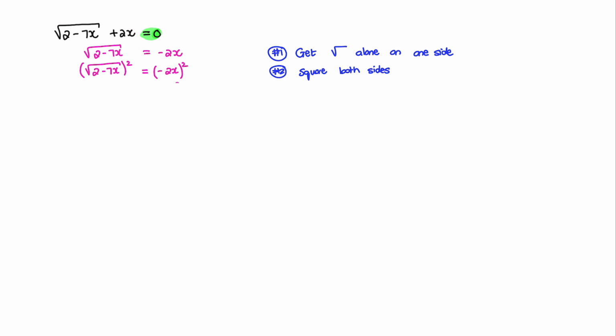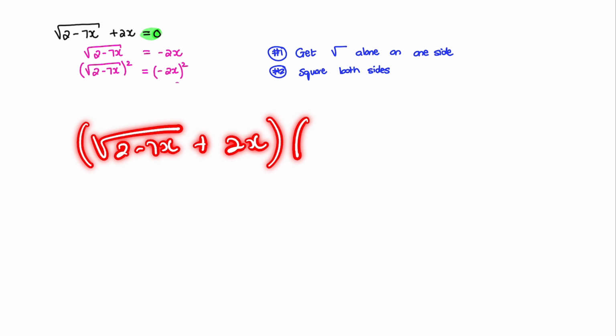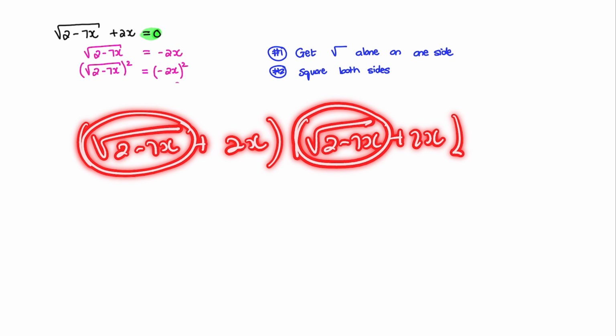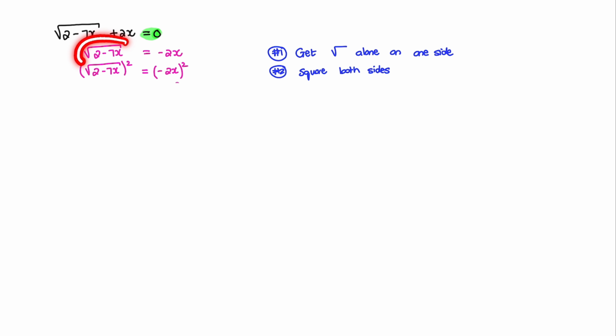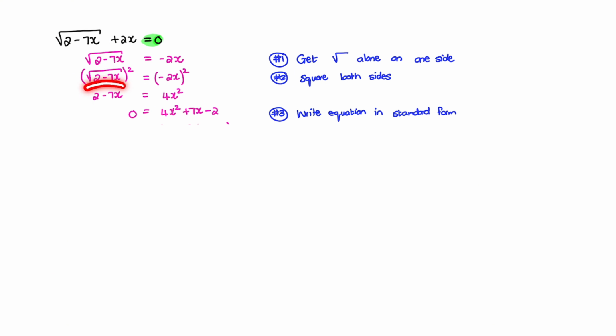Now, a common mistake that learners make is they would square on both sides already right here at the start. You cannot do that, because then you'll end up with the square root of 2 minus 7x, plus 2x, multiplied with the square root of 2 minus 7x, plus 2x, which does not help you to get rid of the square root. So remember to get the square root alone first on one side, and then you can square on both sides.